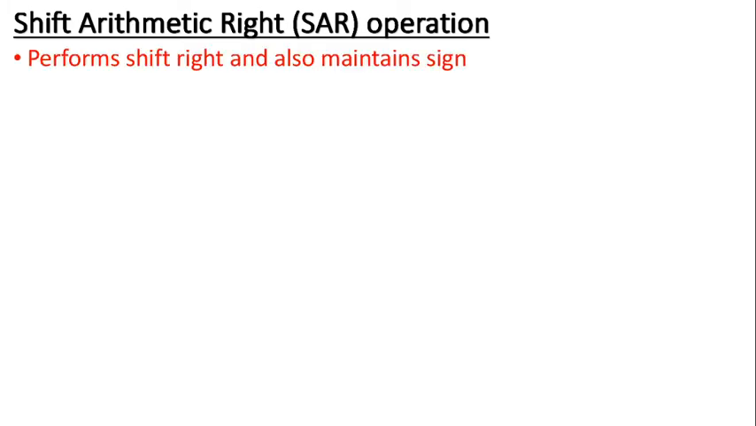The most critical operation is shift arithmetic right. And this particular operation I want to explain now with some data examples which I am going to elaborate here. Already I stated, I have repeatedly written here. It performs shift right operation and also maintains sign. No need to explain again.